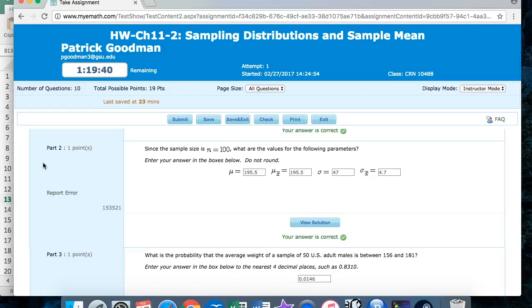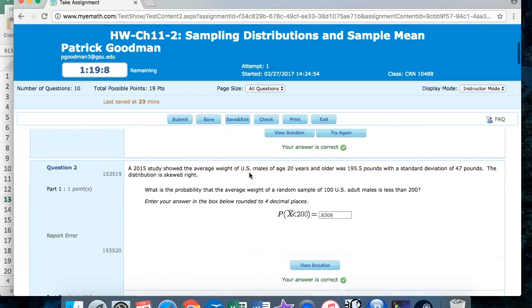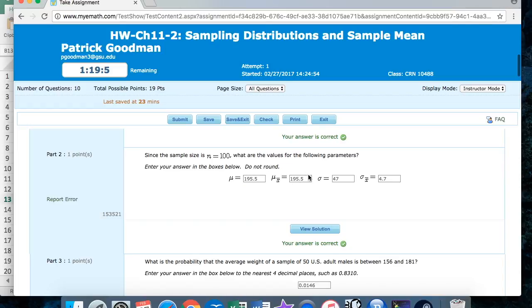Now this part might be kind of tricky. It's like in the last homework, we had to do one of these. Here they say the sample size is n equal 100. What are the values for the following parameters? This should say parameters and statistics, but whatever. Our mu is just our population mean, so we throw in our population mean of 195.5. And since they don't give us a sample mean, it's always going to be your population mean, so just throw that in there.